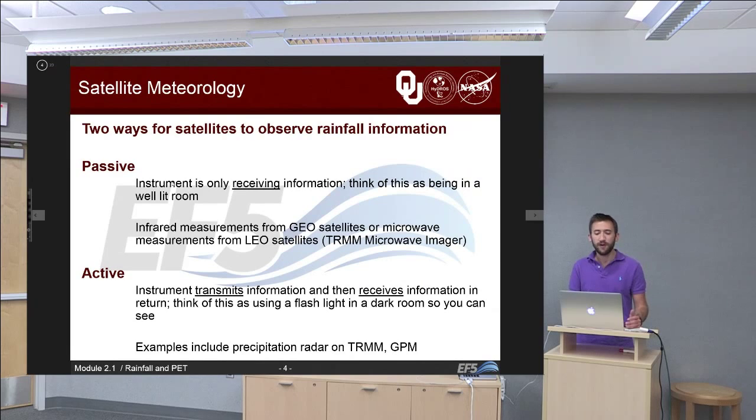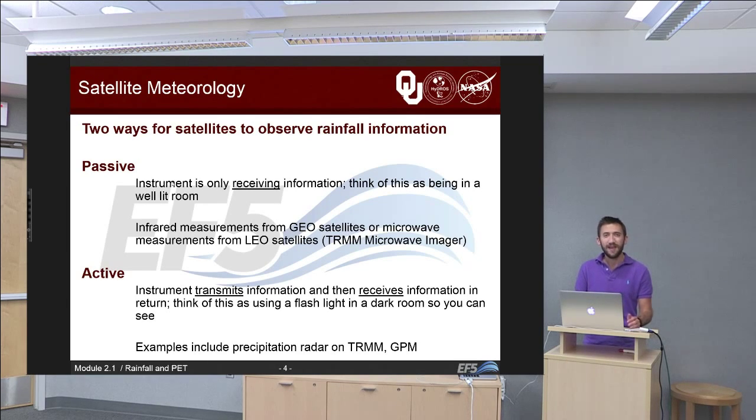There are 2 general ways for satellites to observe rainfall information. Those are passive and active. A good way to think about the differences between these 2 is to imagine that you're trying to look at an object in a room. If the room is well lit, like the room we're in right now, then you're acting as a passive instrument. You don't have to send information out into the world to get information back. The fact that it's well lit by all of the lights allows you to see everything you need to see.